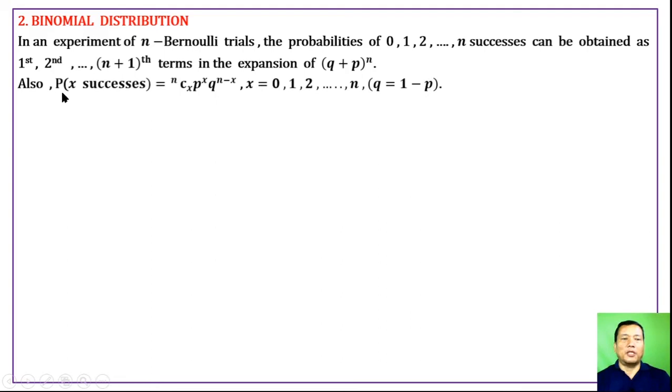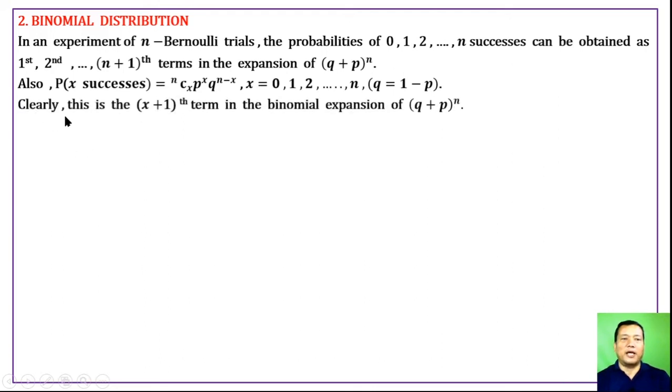Also, probability of x successes is equal to nCx into p to the power x into q to the power n minus x. x can take 0, 1, 2 up to n and q is given by 1 minus p. This is called probability of x successes. Clearly, this is the x plus 1 term in the binomial expansion of q plus p whole to the power n.